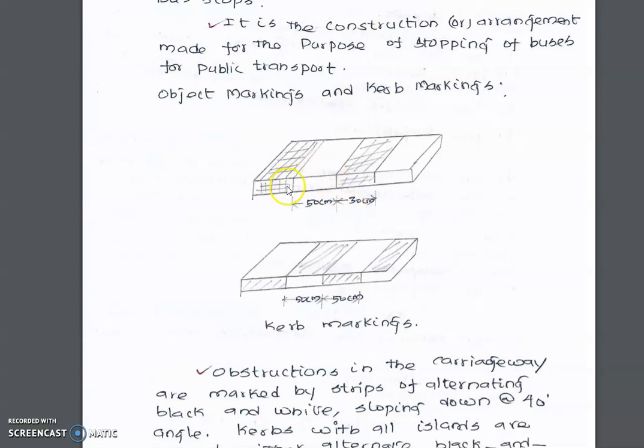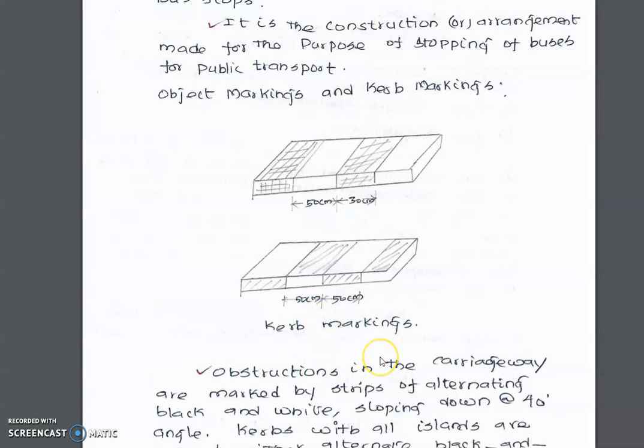So see, from this location to this location we should take 50 centimeter, then this path up to 30 centimeter. Whereas in curb marking, commonly alternate strips will be followed, right? So in that area we have to give the dimension 50 centimeter by 50 centimeter. So these two markings we have to provide on the curb.